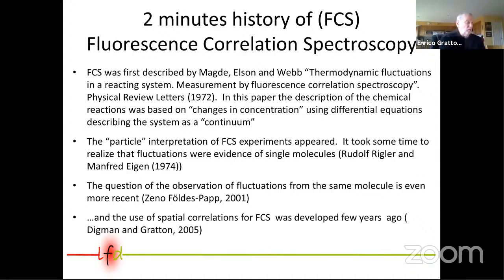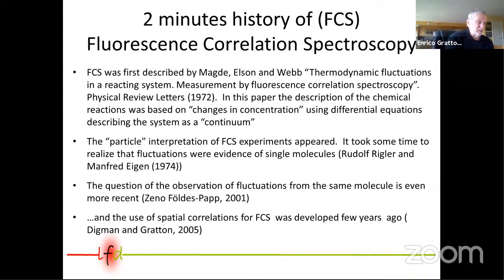So we say that fluorescence correlation spectroscopy was first described by Doug Magde, Elliot Elson, and Watt Webb, in papers dealing with reactive systems, and was intended for looking at the rate of chemical reactions. In that paper, given the time, everything was discussed as changes in concentration. So the term molecule was never used, although they were observing, as I tried to explain in my previous presentation, a single molecule, but it was never used.